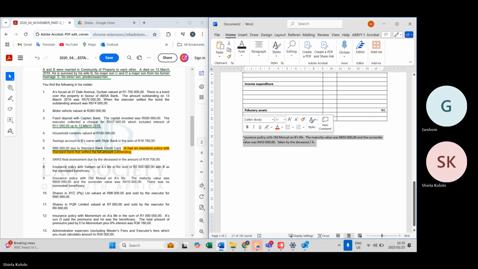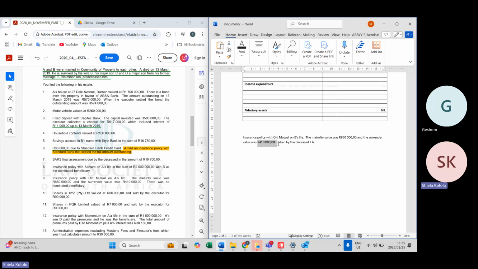So how are we going to put it? So you see, in this instance, you take the 850,000 because A died, the policy matured, and there's no nominated beneficiaries. But in this instance, A died first. The maturity value is 850. The surrender value is 410. Now we are having this policy surrendered back to the estate because A is no longer there to pay the premiums. So we are going to take the 410 and put it under claims in favor of the estate because it is being paid back. We are only getting the surrender value because that person is not there anymore.